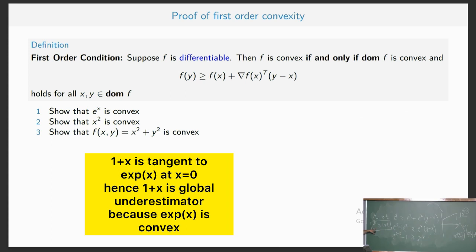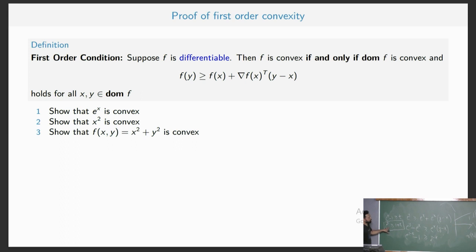This is actually a known result, and you can prove it. Essentially you are boiled down to this. Try this, it might come in the quiz as well. So e to the x satisfies first order convexity, so it is convex. Intuitively it is correct because it is bowl shaped.